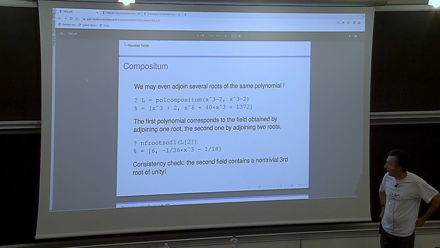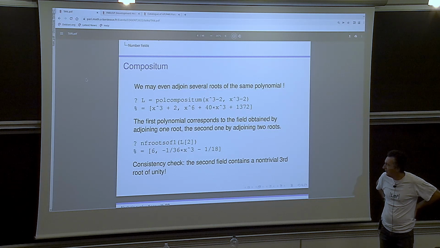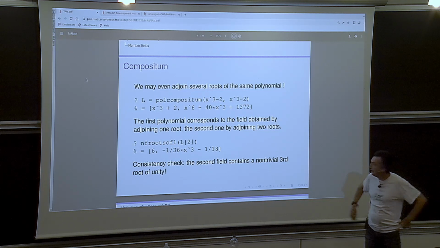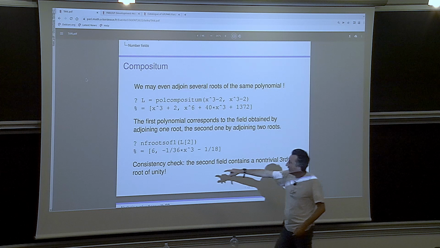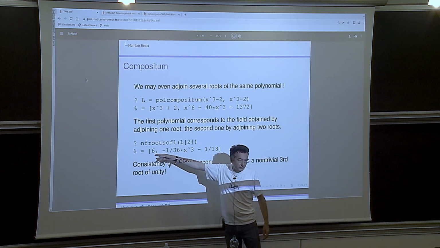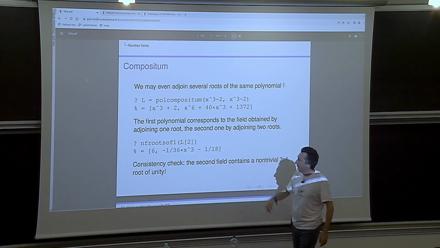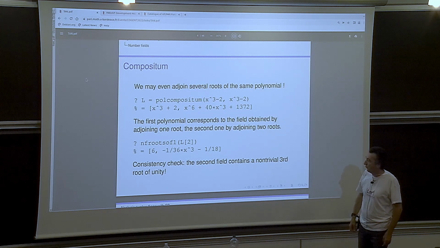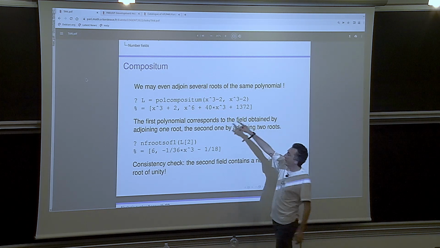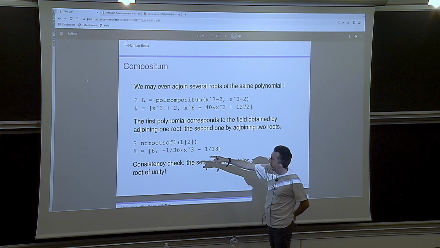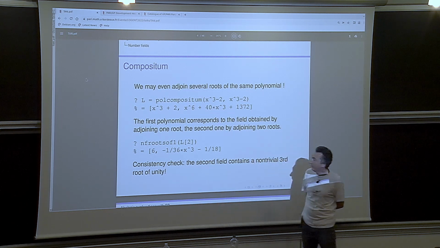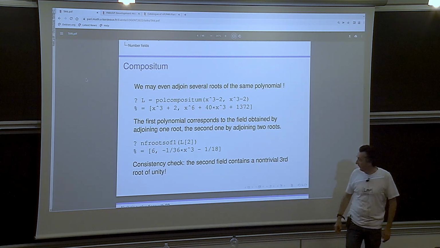Okay, you can ask for the roots of unity in your field. So the format is always the cardinal of the group and the generator. Since we take this one, we see that there are 6 roots of unity, and the generator is the second one.